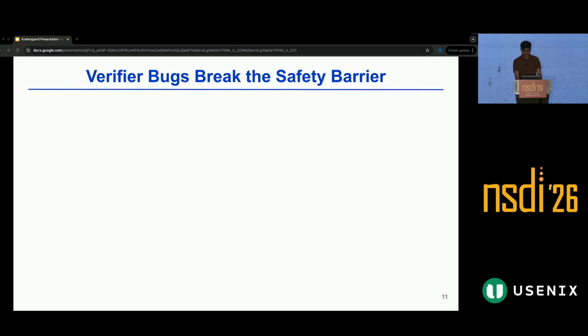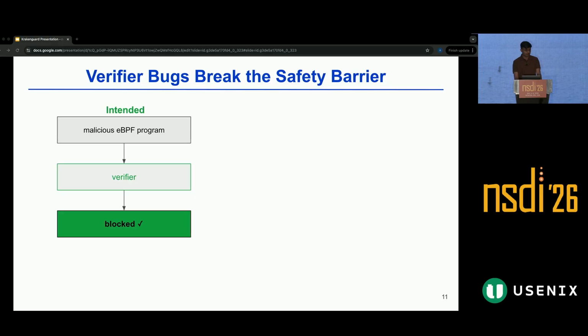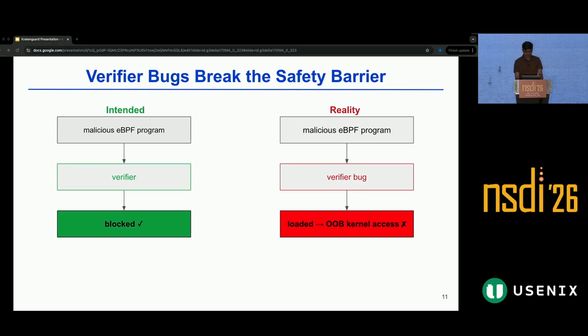Also, in some rare cases, our assumption that the verifier always blocks malicious programs is incorrect. There often exist bugs in the verifier that can break the security barrier. Many such bugs that can lead to out-of-bound read and write access in the kernel, leading to privilege escalation, have already been exploited in the past. And some examples of them are shown here.